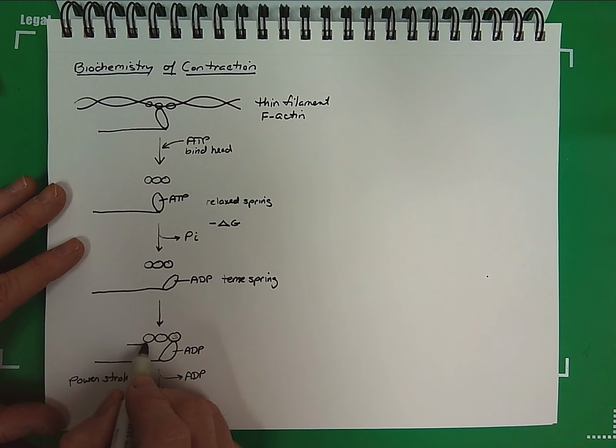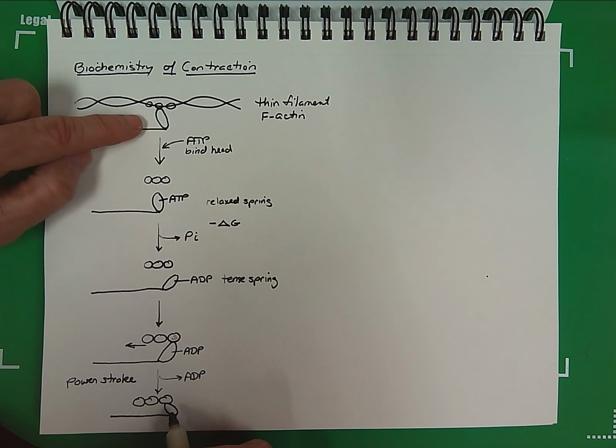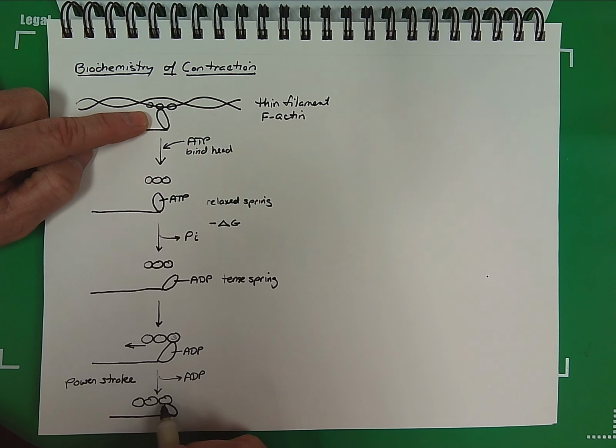The filament will now be pulled. And the actin head will remain bound, but return to the same position it started, except it's now moved 1 actin subunit down.